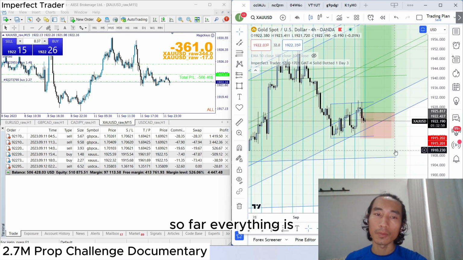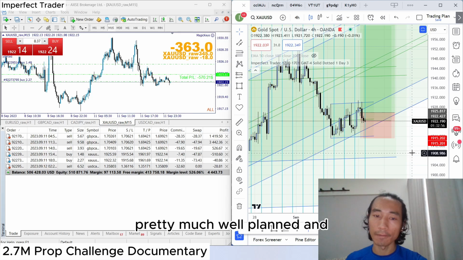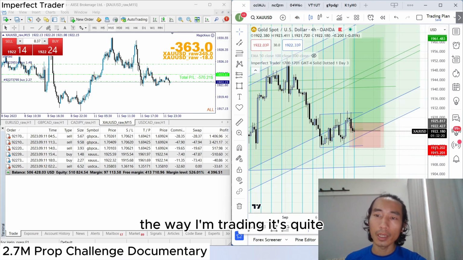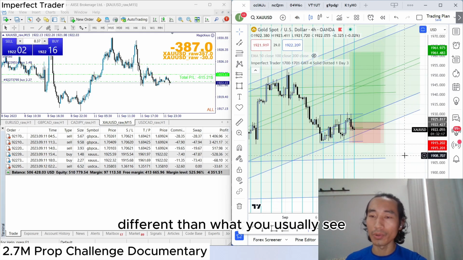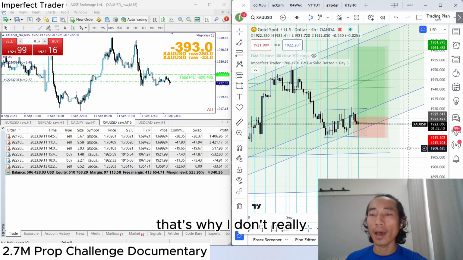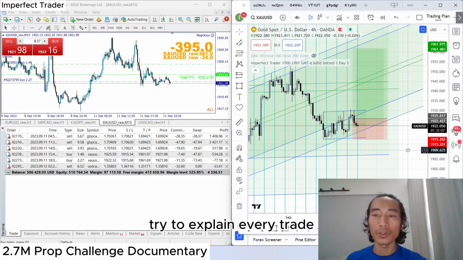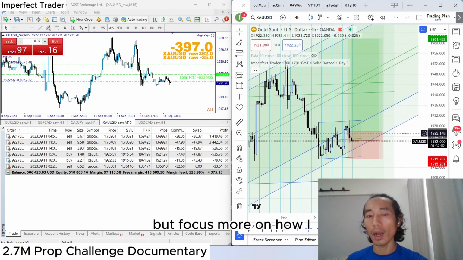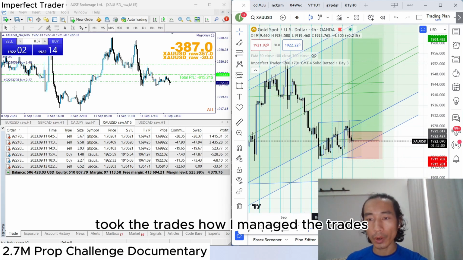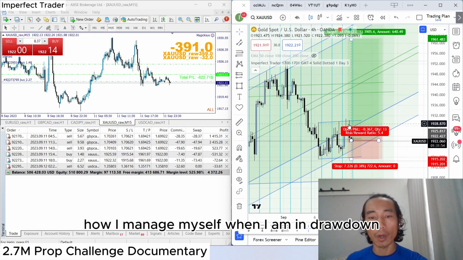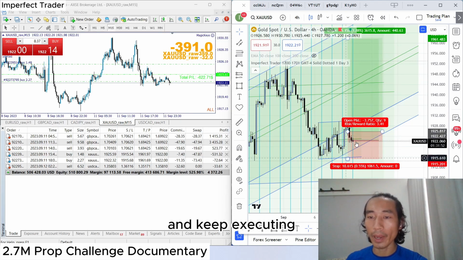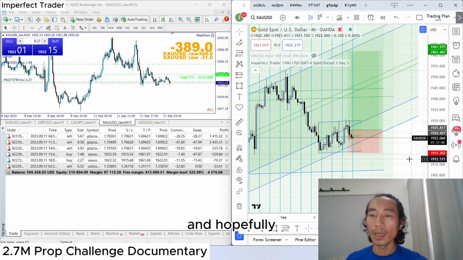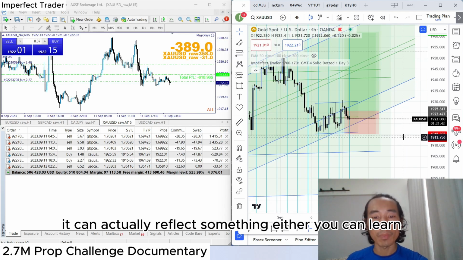So far, everything is pretty much well blended, and I don't really feel anything. But the way I am trading is quite different than what you usually see. That's why I don't really try to explain every trade, but focus more on how I took the trade, how I manage the trade, how I manage myself when I am in drawdown, and keep executing. And hopefully, it can actually reflect something.